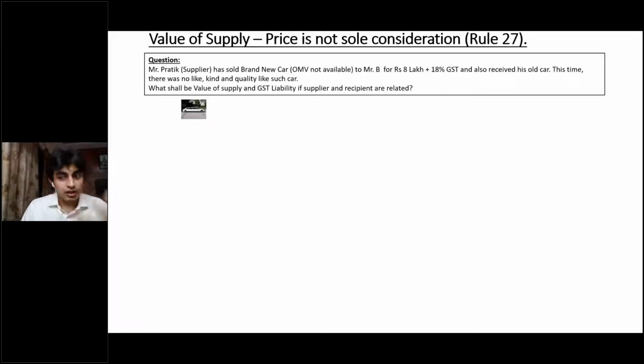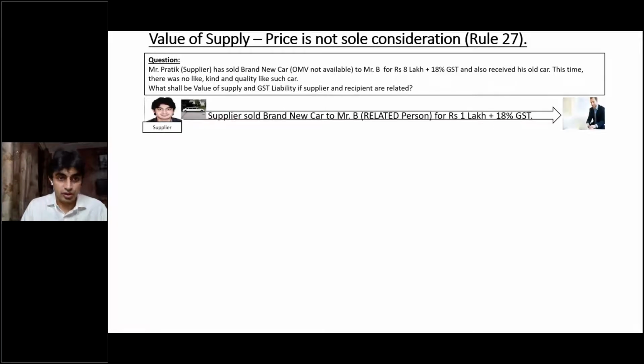Now again it is questioning what shall be the value of supply and the GST liability if supplier and recipient are related. Supplier sold a brand new car to Mr. B for 8 lakh plus 18% GST. In return, I received cash and I also received an old car.